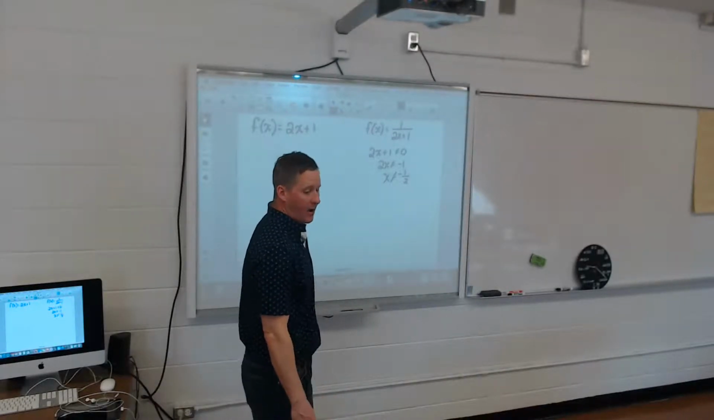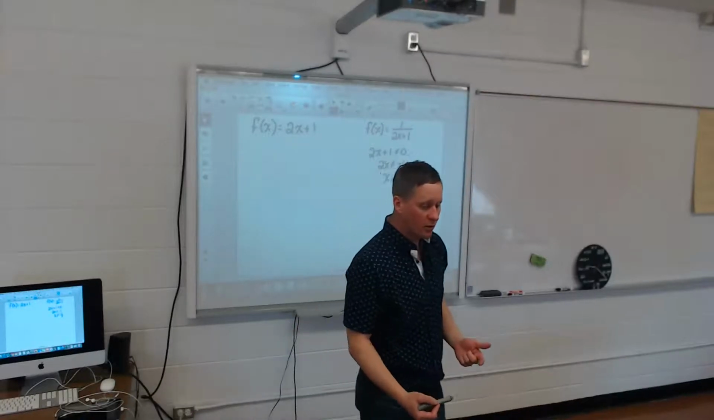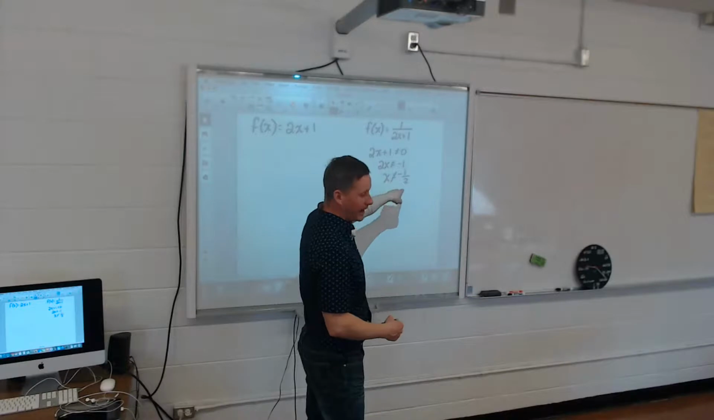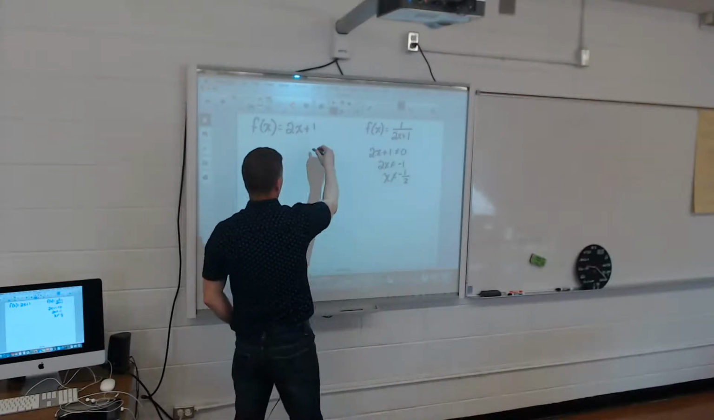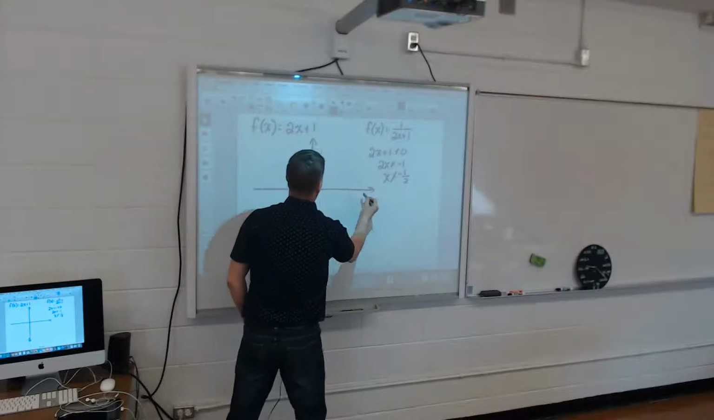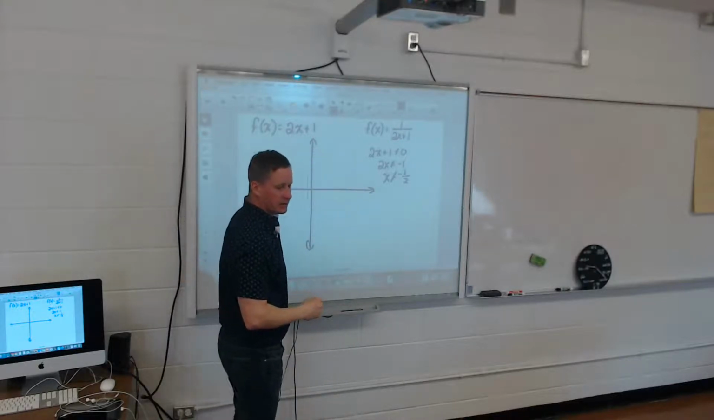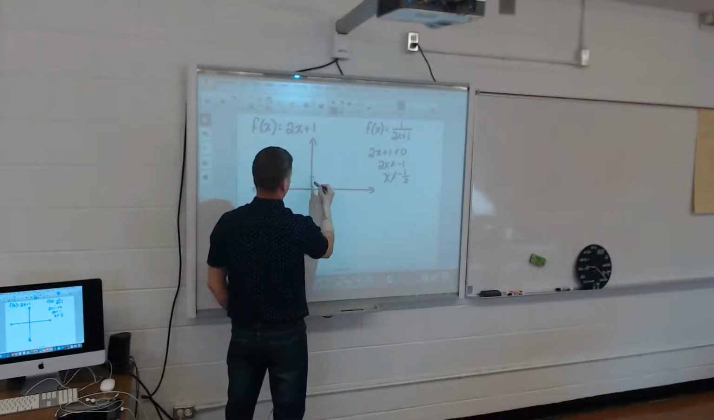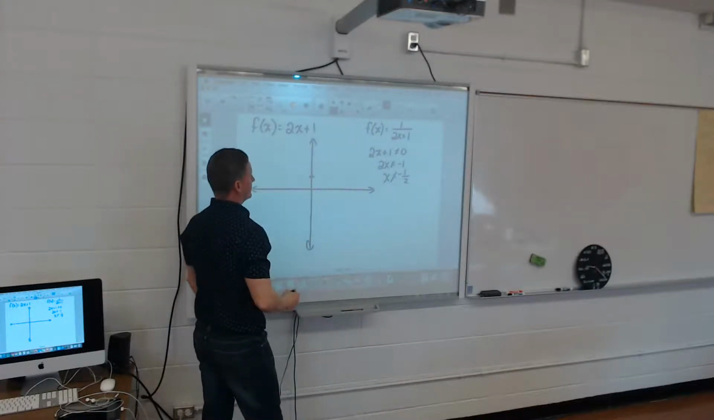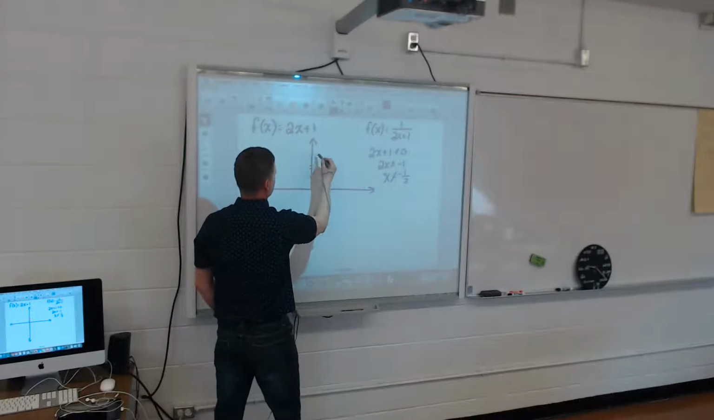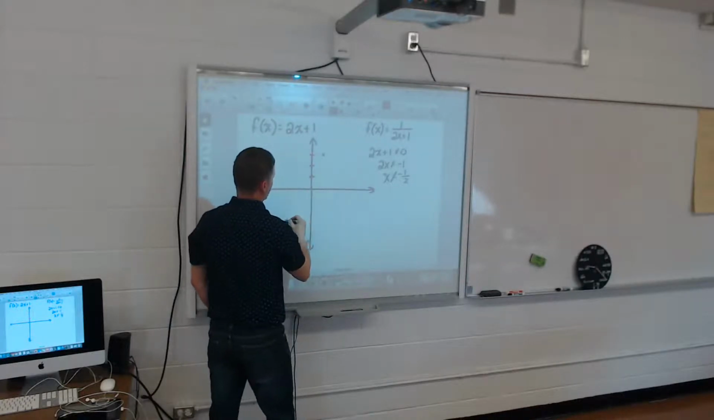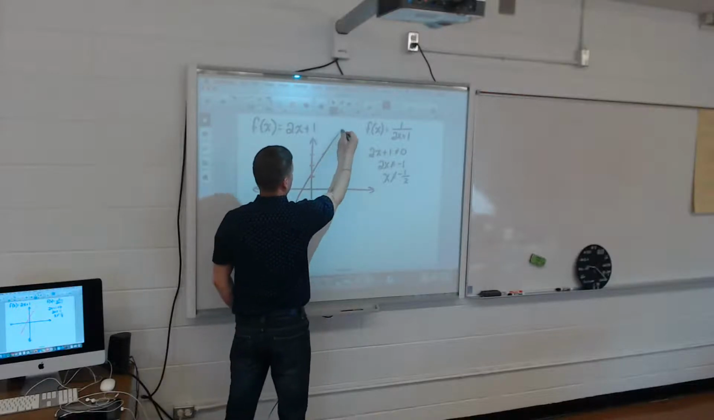All right. Now, I'm going to show you, using a graph now, why that happens. So, I'm going to graph the original. So where do I go with the original? 0 and 1. That's where I start. That's my y-intercept. Then I go up 2 and right 1 to right here. And I draw this line right here.